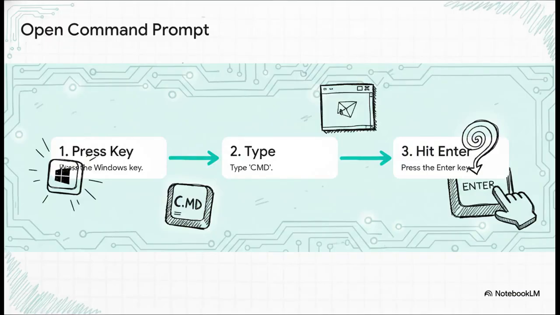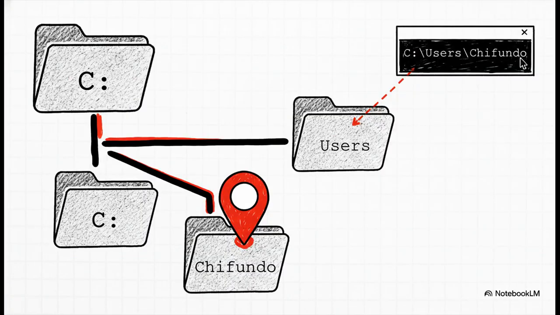And getting into it? It couldn't be easier. Seriously, all you do is press the Windows key on your keyboard, type in three little letters, CMD, and then just hit Enter. That's it. You're in. The very first thing you'll see is a line of text like this, with a little blinking cursor at the end. Now, this isn't just random techno jargon. It's your current location. Think of it exactly like a pin on a map, showing you precisely where you are inside your computer's filing cabinet.